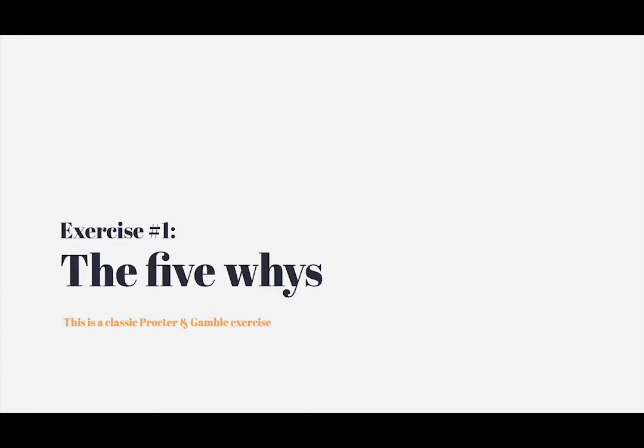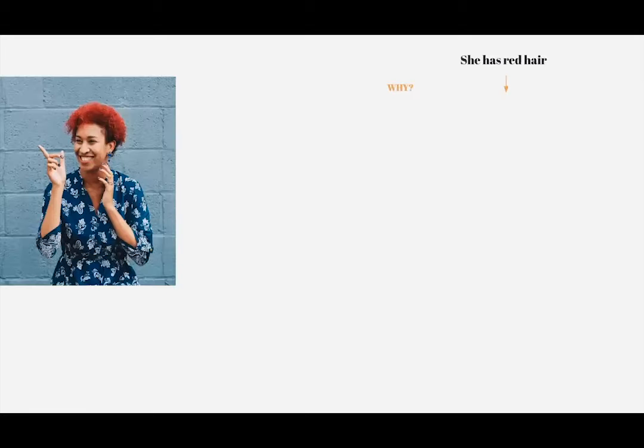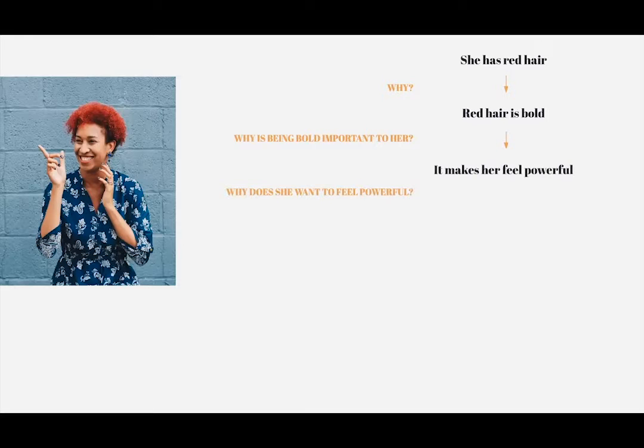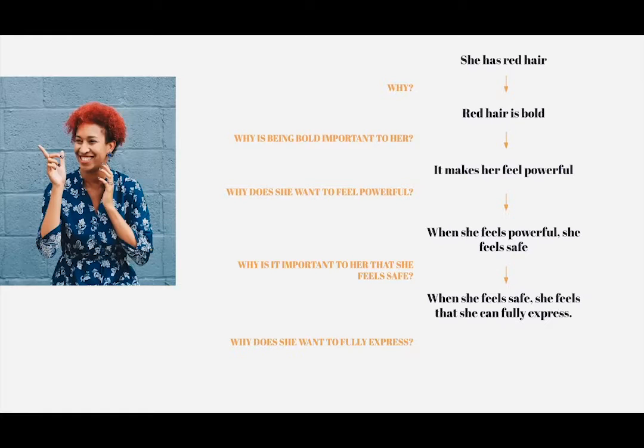What it essentially is: when you start with an observation, to get to the core insight, the emotional juice, the thing where people can create, ask yourself why 5 times. So let's go through it with our red-haired diva. All right, she has red hair. Why? Because red hair is bold. Well, why is being bold important to her? Because bold makes her feel powerful. Well, why does she want to feel powerful? Well, when she feels powerful, she feels safe. And why is it important to her that she feels safe? That's our 4th why. Well, when she feels safe, she feels that she can truly express.